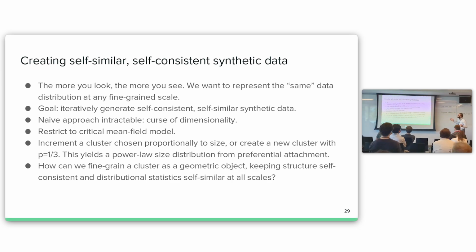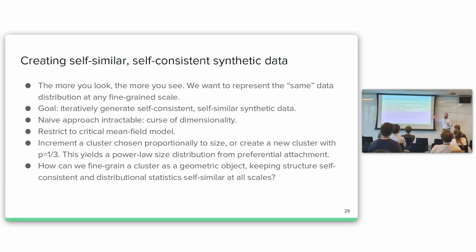And so we want to have a model where we represent the same data distribution, but viewed at any fine-grained scale, in such a way that it's self-consistent, that if you look at more detail, it still is consistent with the original coarse-grained representation. It's also self-similar, in that all of these distributional and geometric properties that I mentioned still hold as you do this. And not just in a theoretical way, but in a concrete way that we can actually implement efficiently to generate large-scale synthetic data that we can use for empirical studies.